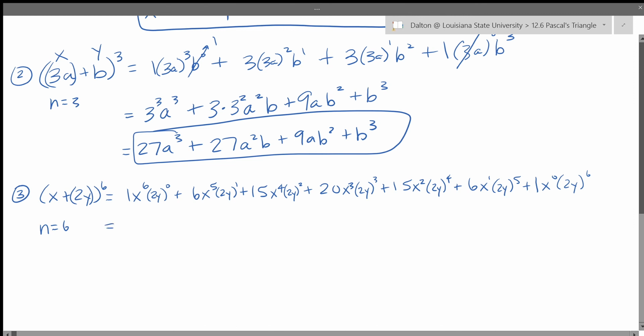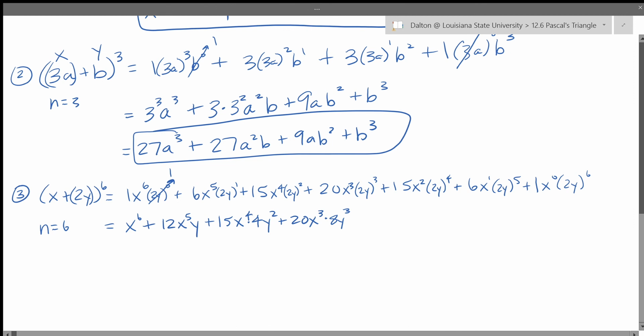So for the first term, 2y to the 0 power is just 1. So 1 times x to the 6 times 1 is just x to the 6. Plus 2y to the first power is just 2y. So then I can multiply my numbers. 6 times 2 is 12. X to the fifth y. Plus 15 x to the fourth. 2y squared means 2y times 2y, or 2 squared y squared, which will be 4y squared, plus 20x cubed times 2y cubed is 2 cubed times y cubed, which is going to be 8y cubed.